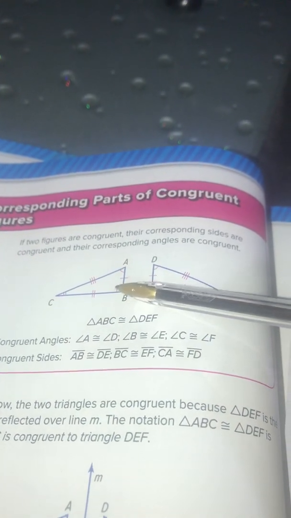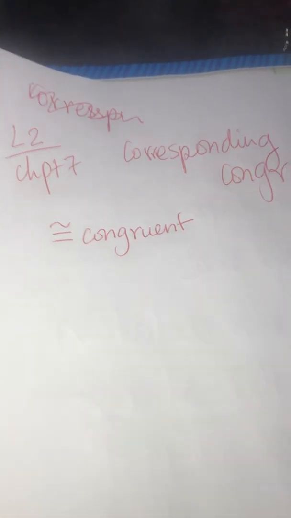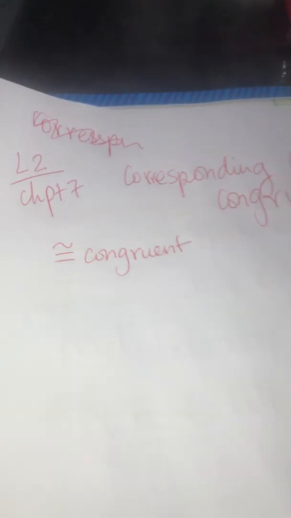You have to do 2 parts. When you're talking about a shape, you talk about the sides and you talk about the interior angles. Are we clear? This is the sign of congruency. If you see this sign, it means you're talking about congruent sides or congruent angles. You should know that. It's called a symbol. Symbol for congruency is this.